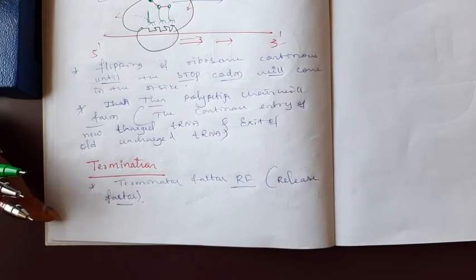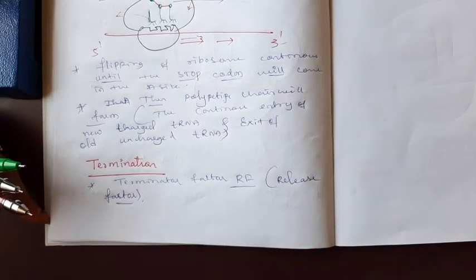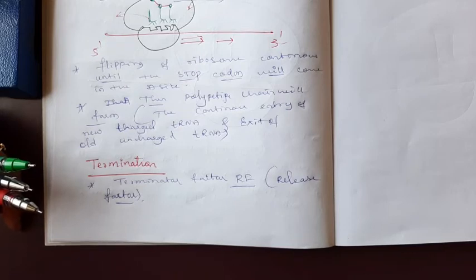Okay. When termination codons come in the A site of the ribosome, there is no tRNA which recognizes the stop codon. I already told you that stop codons don't code for any amino acids. That's why when a stop codon comes on the mRNA, the release factor comes and attaches to the A site of the ribosome.